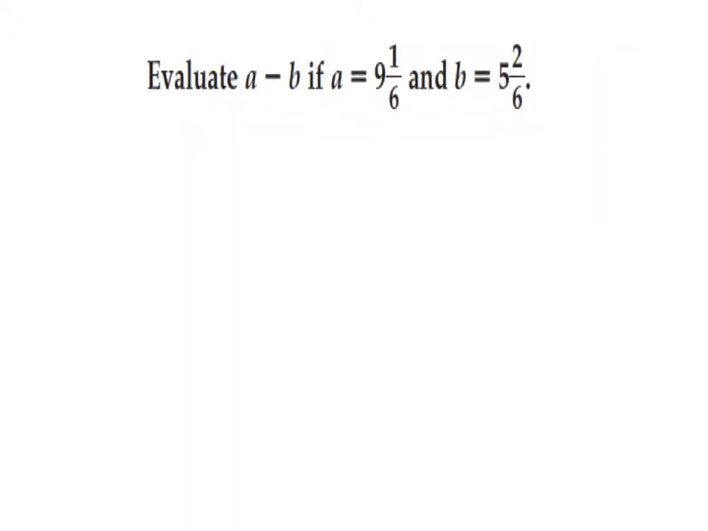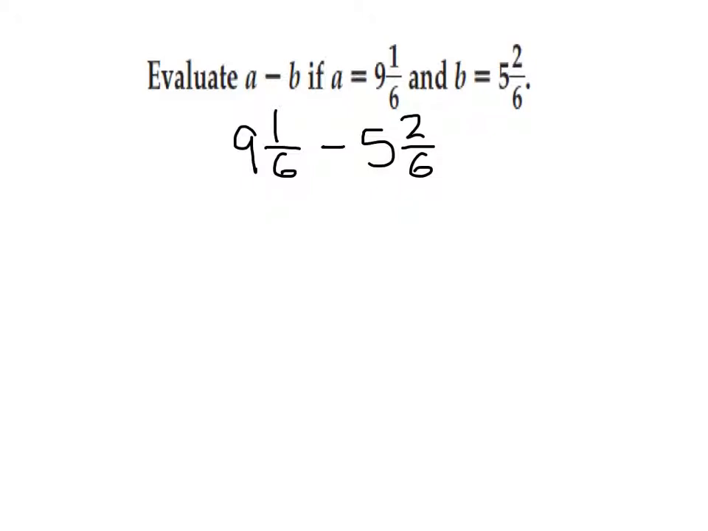All right, in this slide, it's a bit different. We have the word evaluate, which means we're going to have to evaluate this expression, a minus b. We're going to substitute a and b, where a is equal to 9 1/6 and b is equal to 5 2/6. Okay, I've plugged in our a and b, and this is what it looks like. 9 1/6 minus 5 2/6.